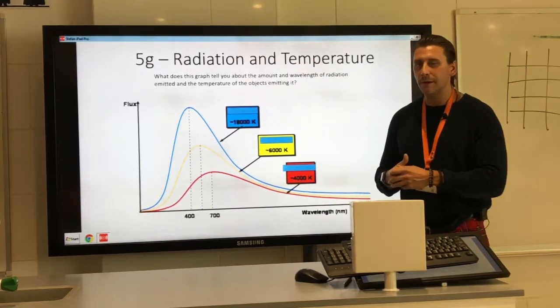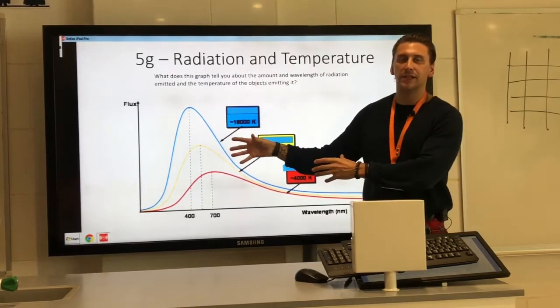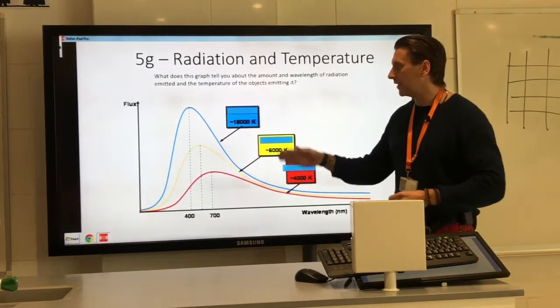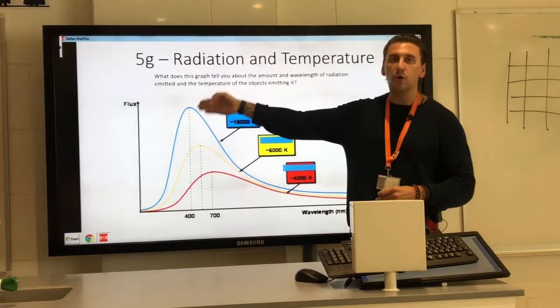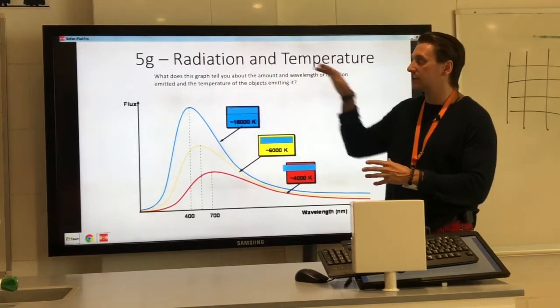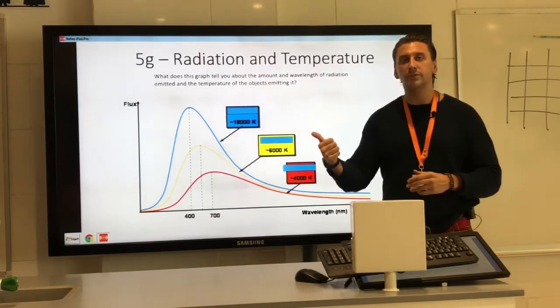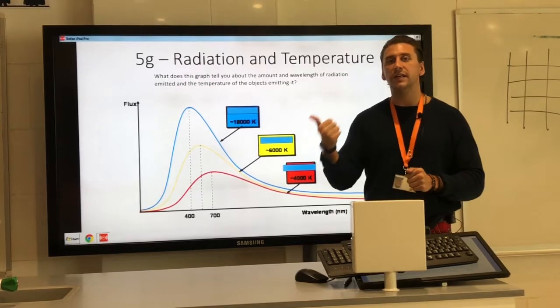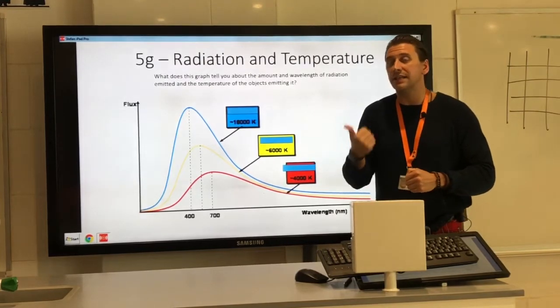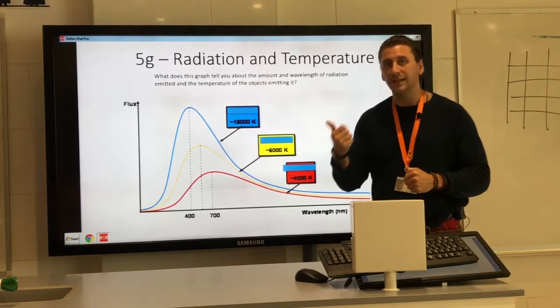But if we compare the temperature to the amount of radiation emitted by these objects, then the higher the temperature, the more intense radiation emitted. So first of all, for radiation and temperature, this is absolutely key. The higher the temperature of an object, the more intense radiation the object emits, which just means the higher the temperature, the more radiation is emitted by the object.